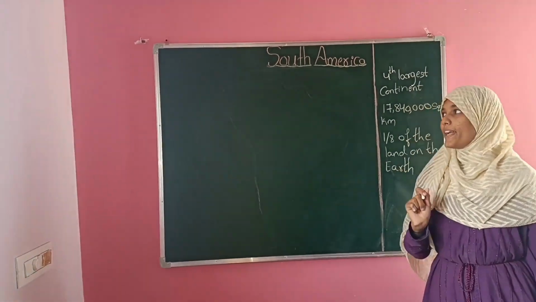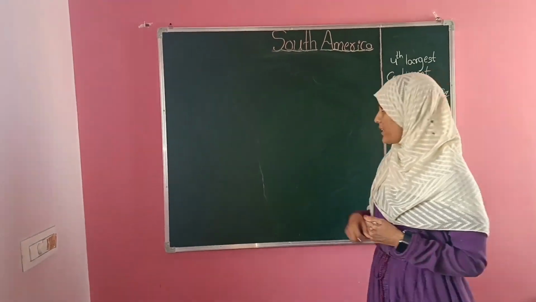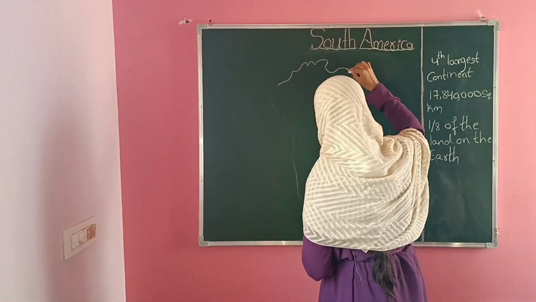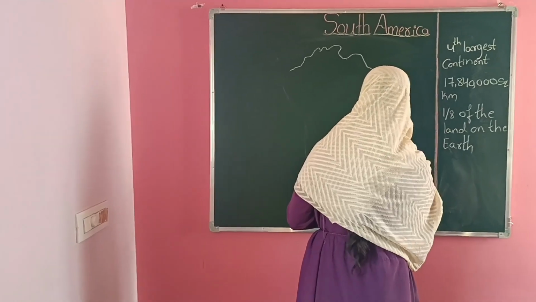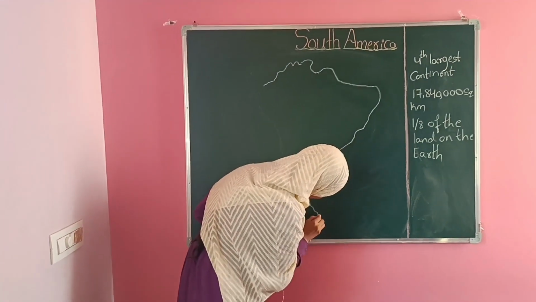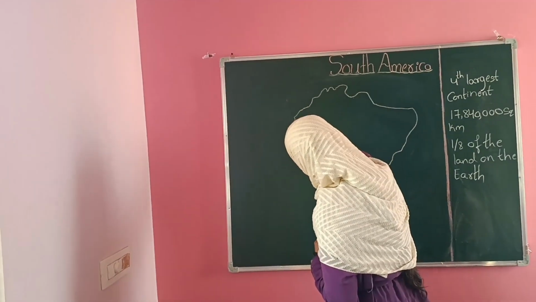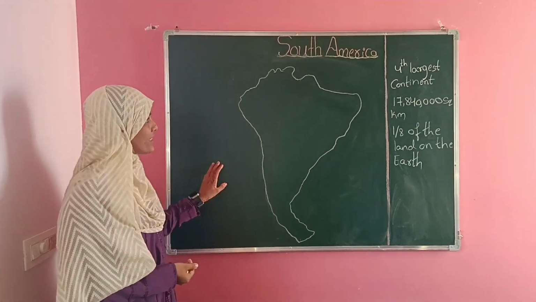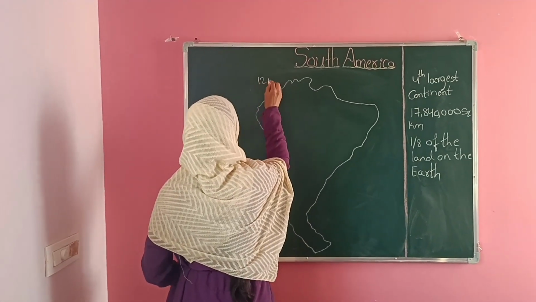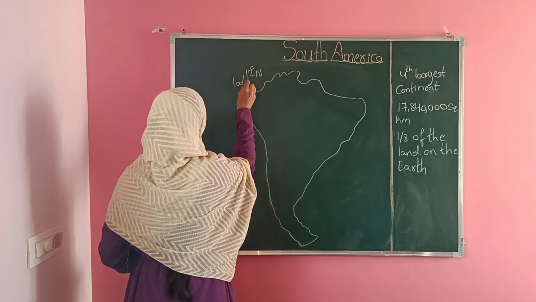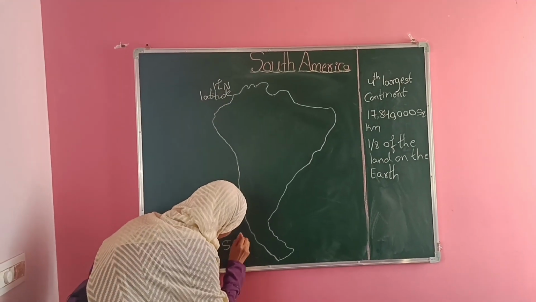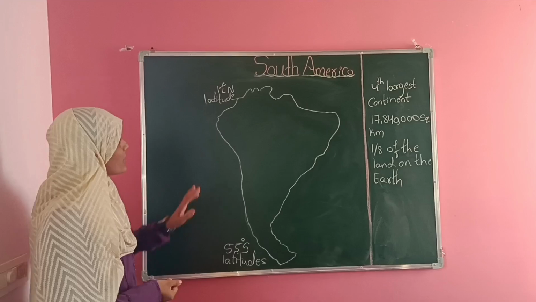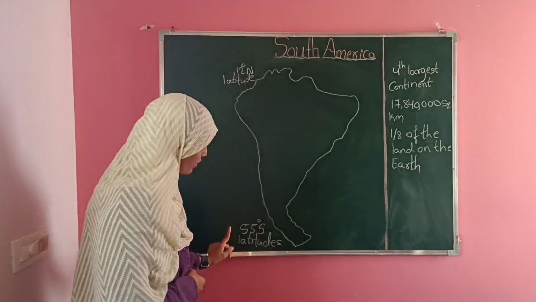To know the location, latitude and physical features, we will draw a map of South America here. South America extends from 11 degrees north latitude to 55 degrees south latitude.